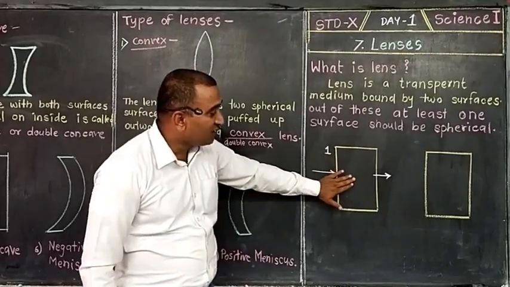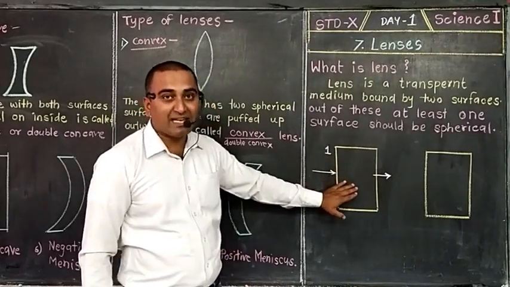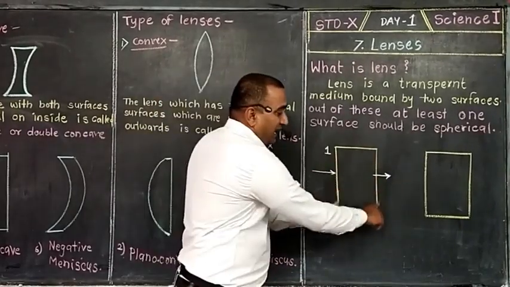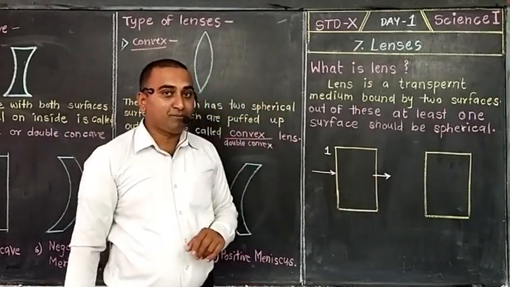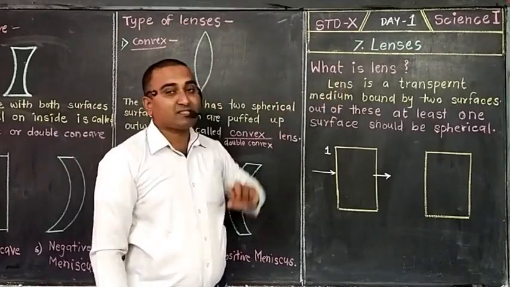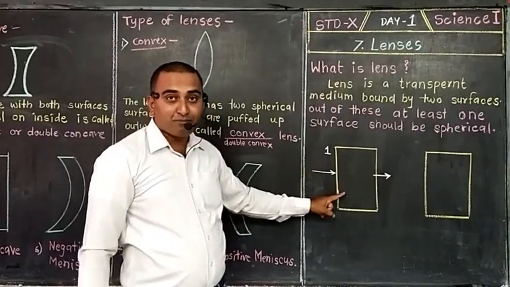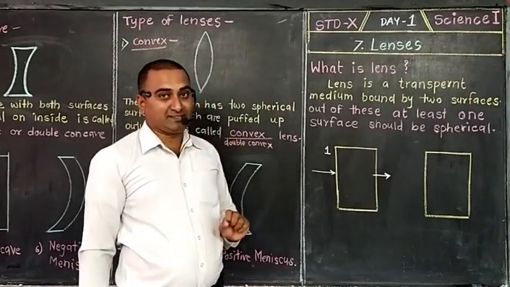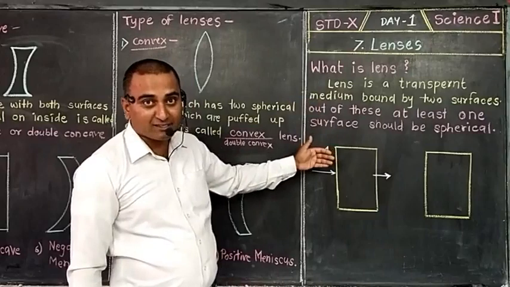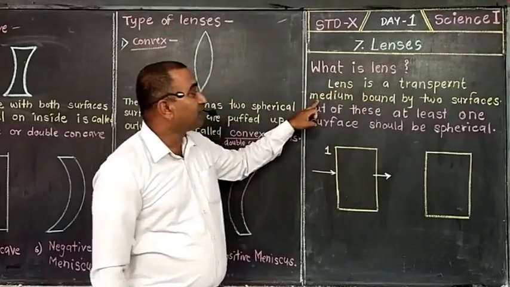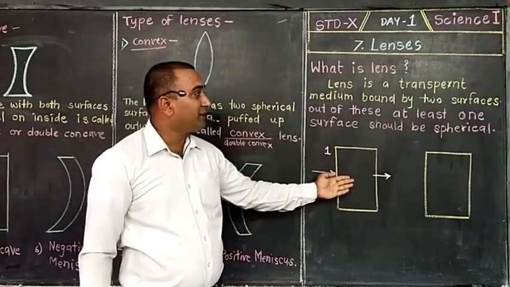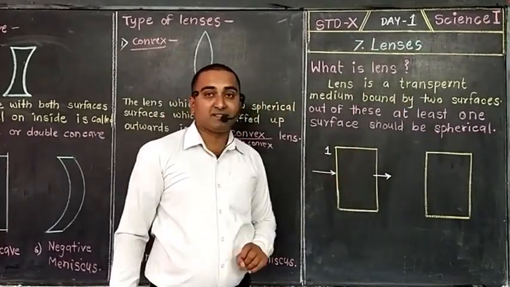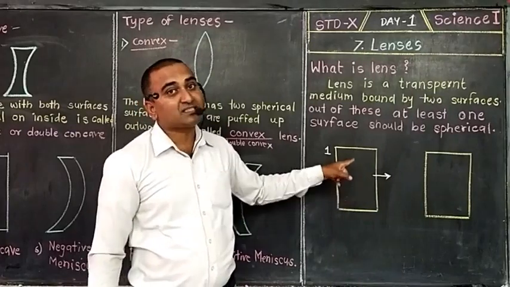So this is also a transparent medium, the glass medium, bounded by two surfaces, but these surfaces are parallel to each other. If we focus only on this definition, this would also be a lens, because this medium also has two surfaces. So what is a lens according to our textbook? A lens is a transparent medium bounded by two surfaces. This is bounded by two surfaces, but this is not a lens, this is a glass slab.